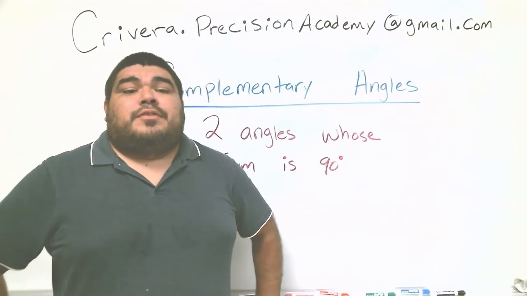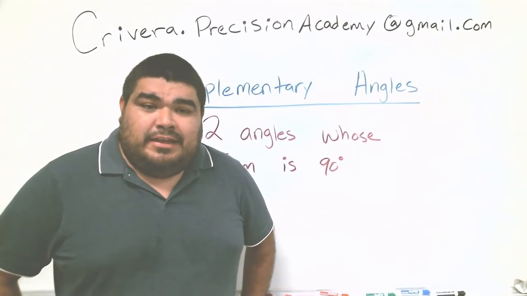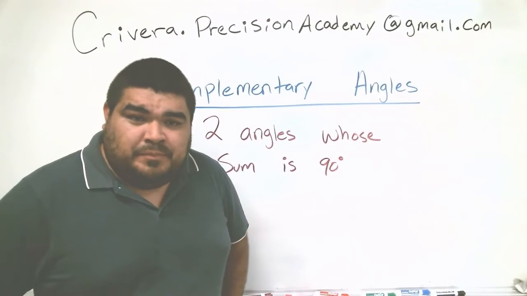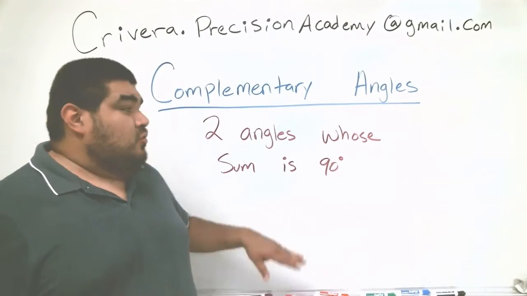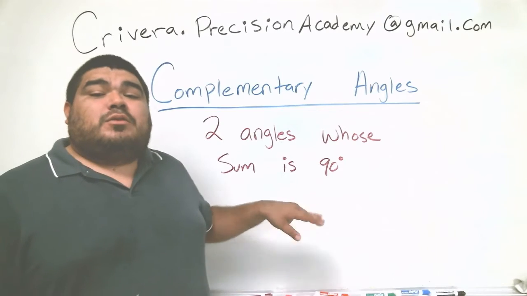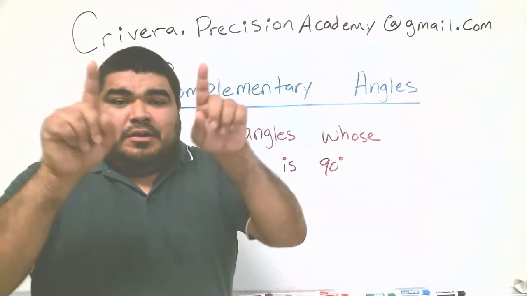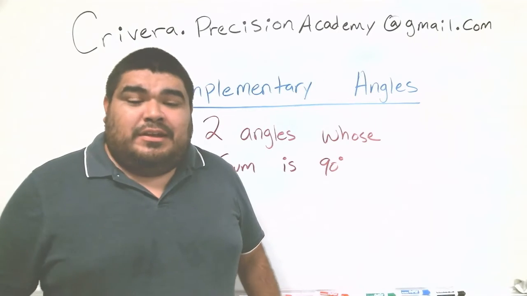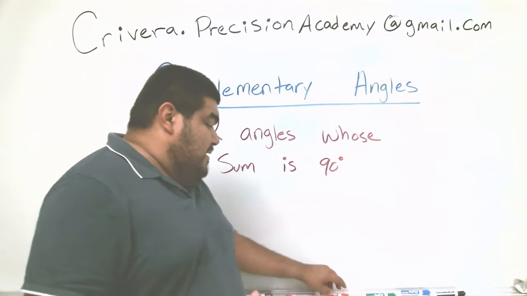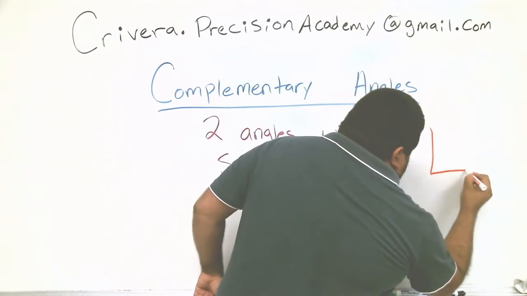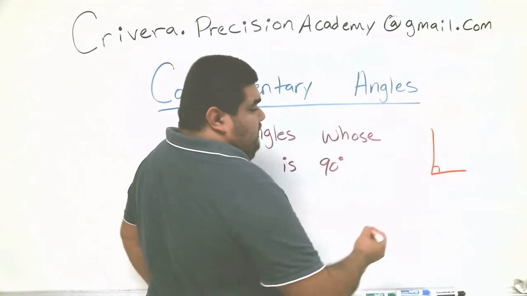All right, guys. So, the other word you're going to need for today's concept is called complementary angles. Two angles whose sum equals 90 degrees. So again, two angles come together, they form 90 degrees, which is usually seen as an L. 90 degrees, it's like an L.